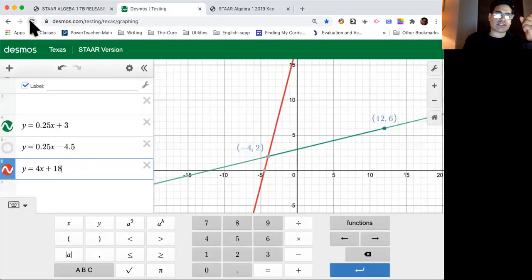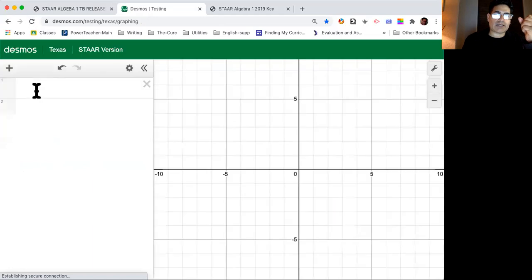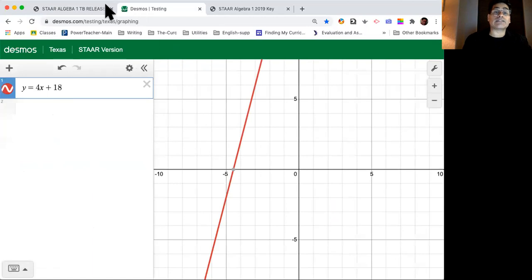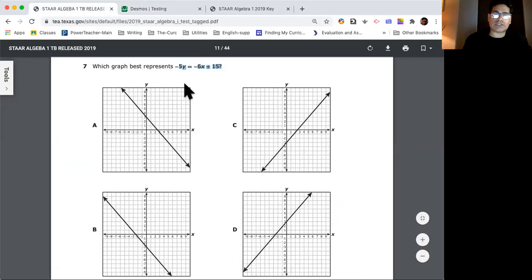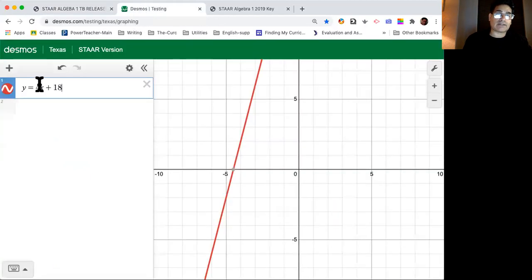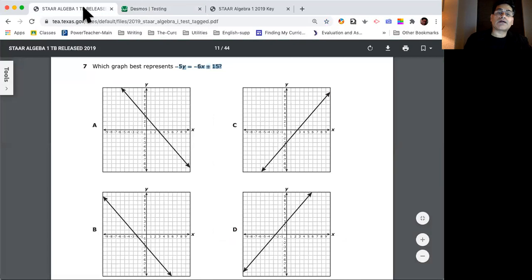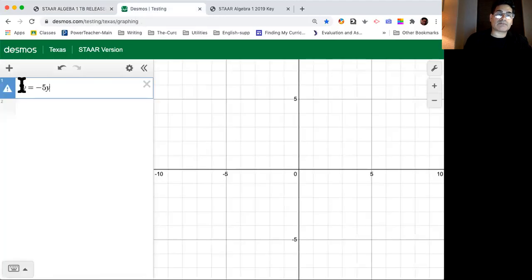Let's clear our screen. That's all it is, just to refresh it. And let's make sure we got it right. Oh, it's -5y equals -6x plus 15. That might be a problem.